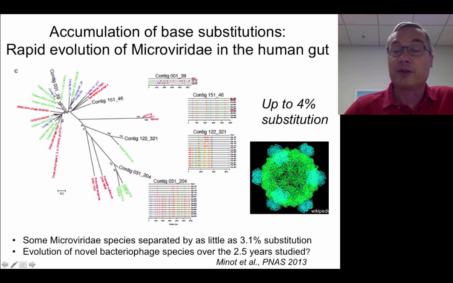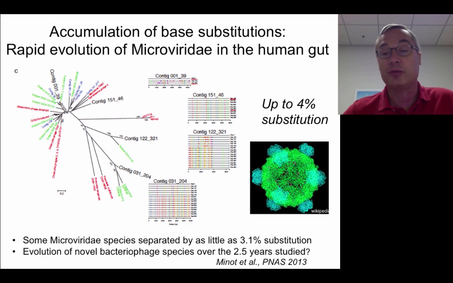What's cool about that is that some of the Microviridae species in the viral taxonomic database are separated by as little as 3.1% substitution. We saw 4% substitution accumulate in one virus over 2.5 years. So that's coming into the range where we could proclaim this a speciation event. Now that's a little forced. What a virus species is is open to some debate, but we can say we're seeing levels of change in some of these viruses that you'd at least begin to consider calling viral speciation in just 2.5 years.